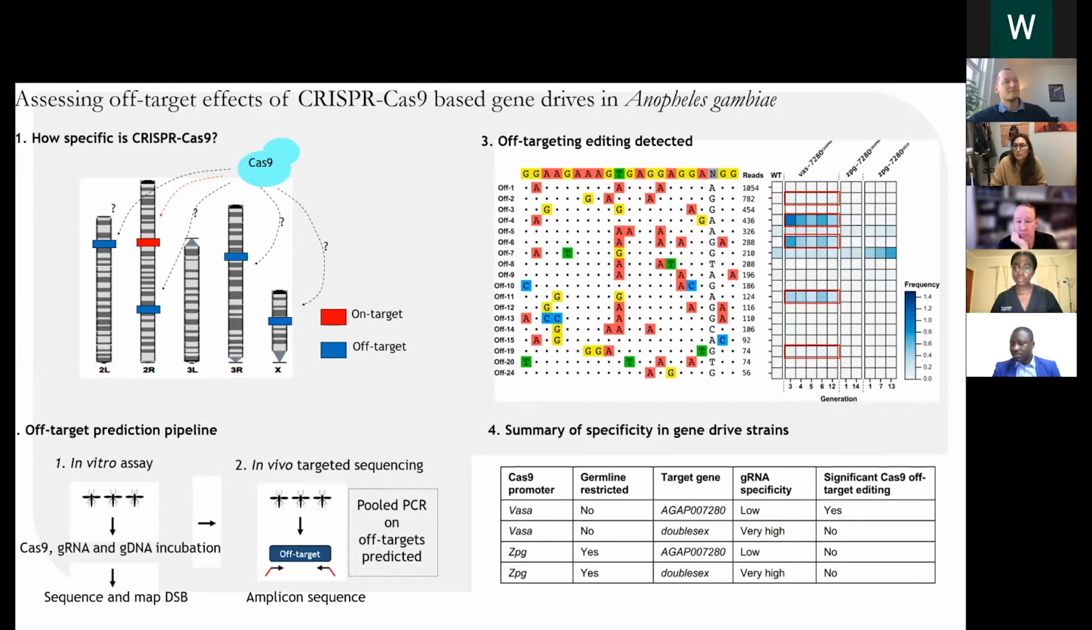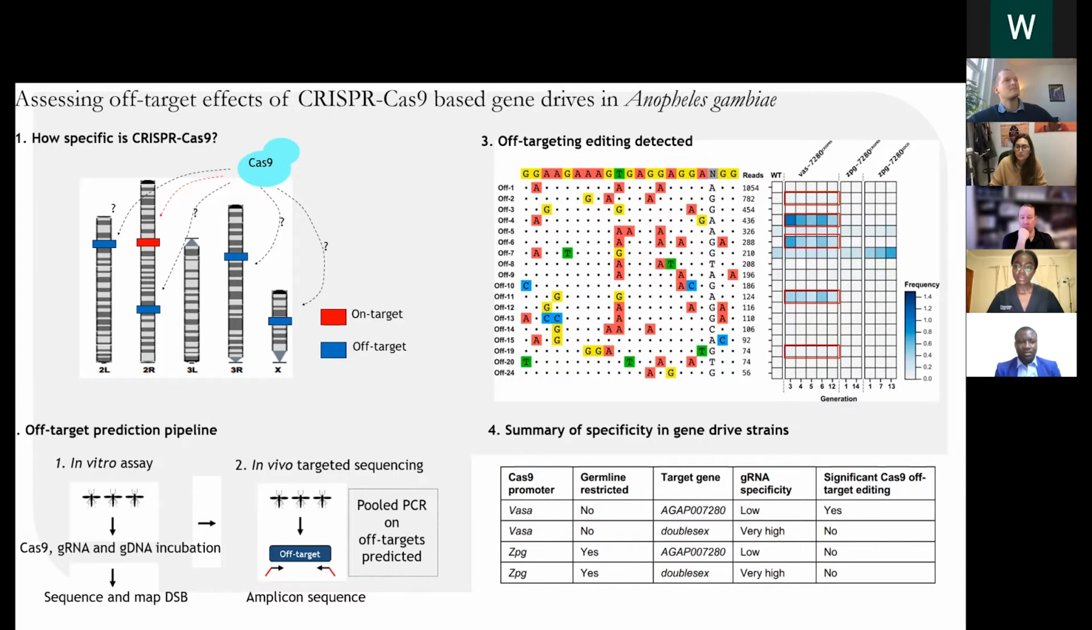So the detected editing frequency was always very low. We never saw greater than 1.5% of the reads from the amplicon sequencing that had mutations at the corresponding target site sequence. Furthermore, the editing could only be detected in a gene drive strain where Cas9 expression was regulated by the VASA promoter, which is not tightly restricted to germline expression.